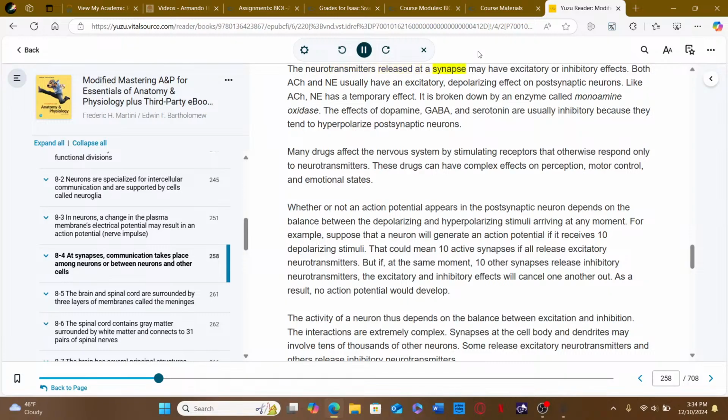The neurotransmitters released at a synapse may have excitatory or inhibitory effects. Both ACh and NE usually have an excitatory, depolarizing effect on postsynaptic neurons. Like ACh, NE has a temporary effect. It is broken down by an enzyme called monoamine oxidase.